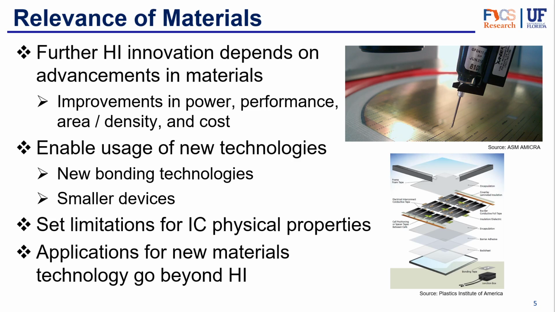Materials also enable the usage of new technologies, like for example, new bonding technologies. We mentioned hybrid bonding in the previous video, and they can also help create smaller devices. For example, this picture up here, these are nano inks, and basically you print the material onto the chip directly, and these can really help bring chips to a nanoscale, and make smaller devices.